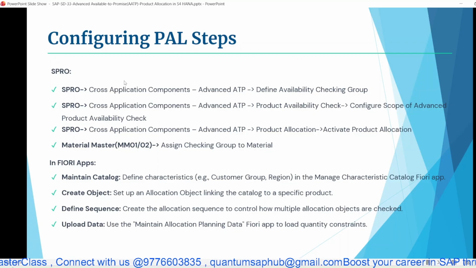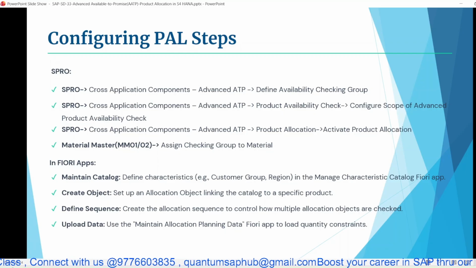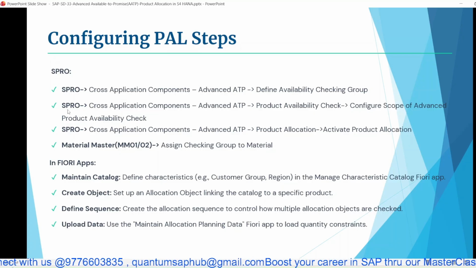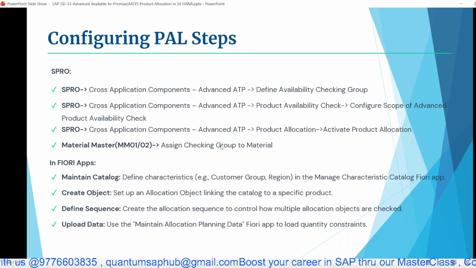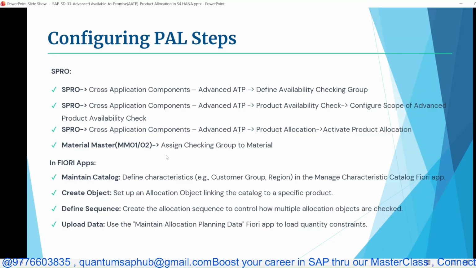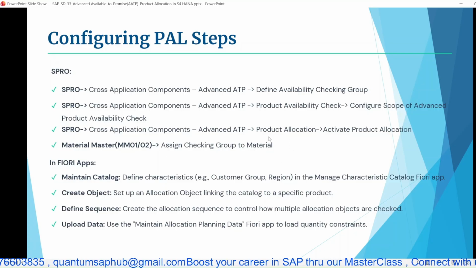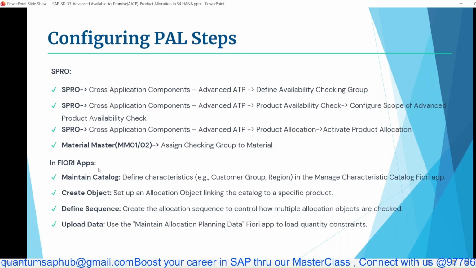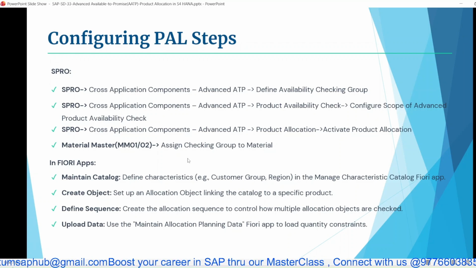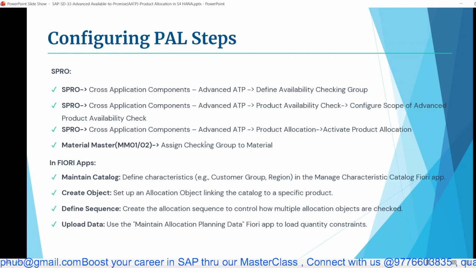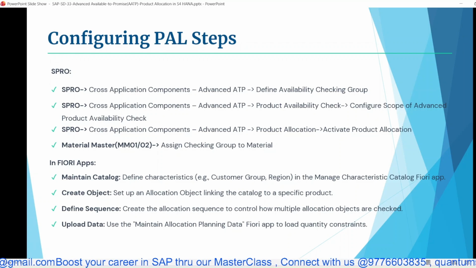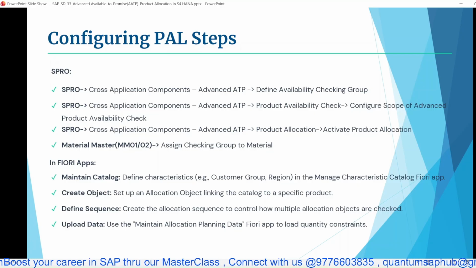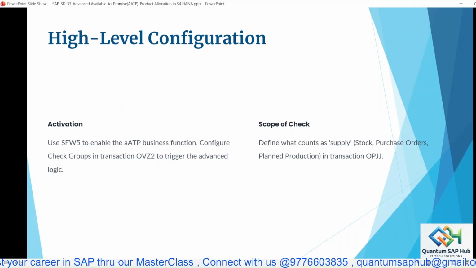So how do we configure in PAL steps? Product allocation steps that we'll go for: some checks are in SPRO. Then you also have to assign and configure the material master. And there are 4 to 5 objects in theory which you can utilize for configuration.